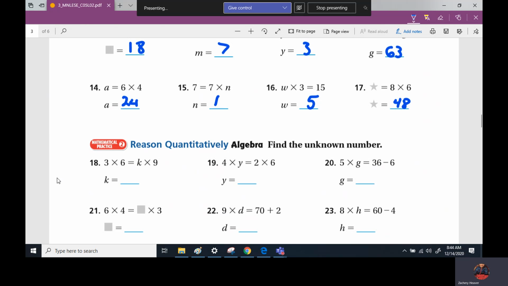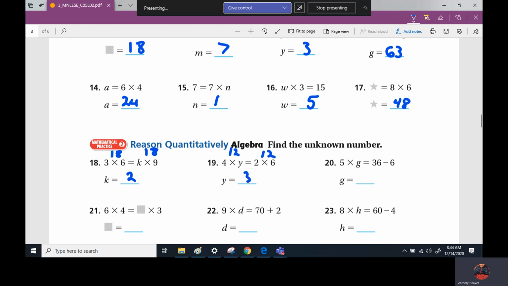So now this is a tough problem. So we're going to do one side and make it equal to the other. So this side is 3 times 6. Well, 3 times 6 equals 18. Now 9 times K has to equal 18 too. So 9 times what equals 18? 2. We can do this side first now because it's complete. 6 times 2, or 2 times 6, is 12. 4 times y has to equal 12 as well. So 4 times y equals 12.